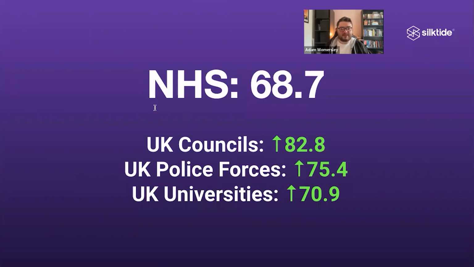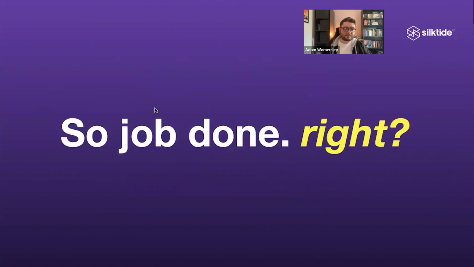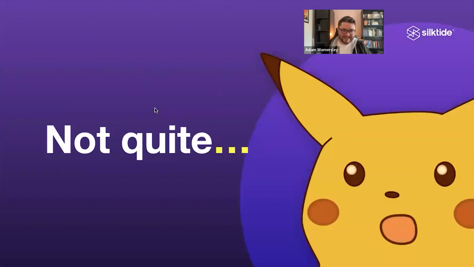Now, 68.7 is just the average score. Some websites are doing a really fantastic job. In fact, the highest accessibility score is 88, which is really good. So it might not be as bad as it sounds for you. So if you're doing that well, that means job done. You can put your feet up and not have to worry about accessibility, right? Well, not quite. There are still a lot of areas where accessibility can and should and really needs to be improved.